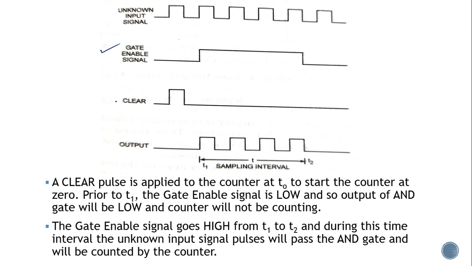Initially you are going to give a clear signal in order to reset your device. This is only to ensure that your gate enabled signal will have a 0 output at the beginning, that is, right before T1. This is the correct time from where you're going to start measuring. So before T1, you need a 0 output over here. For that, you give a clear signal and ensure that the output is 0. Now, you can see over here that you are giving the gate enabled signal and the unknown input signal to an AND gate.